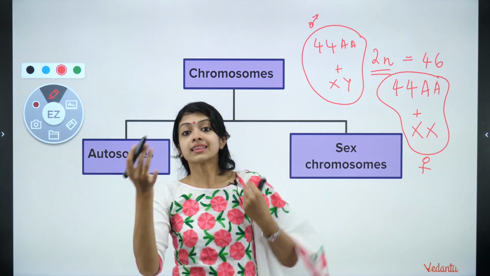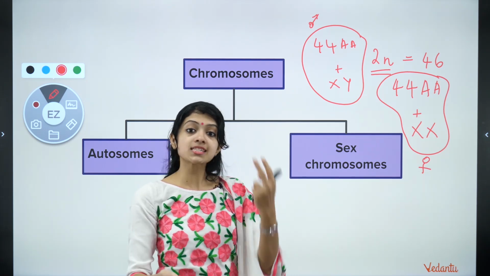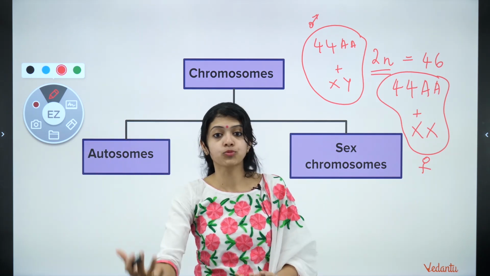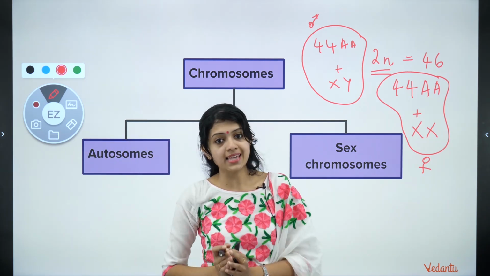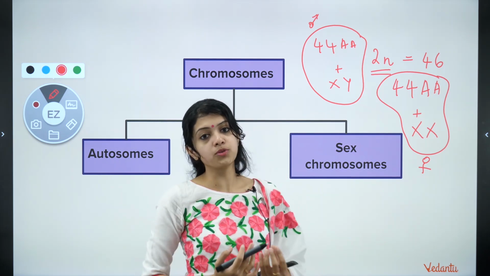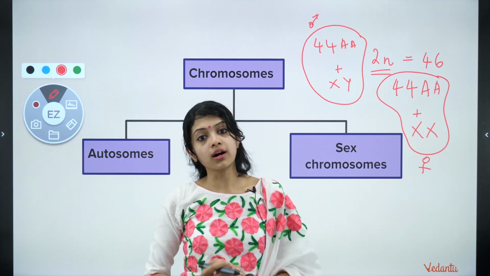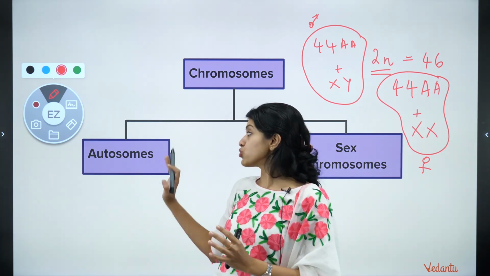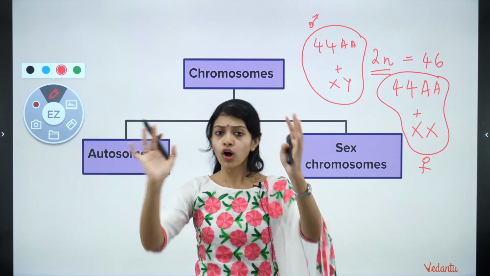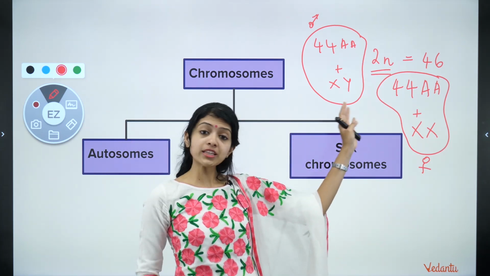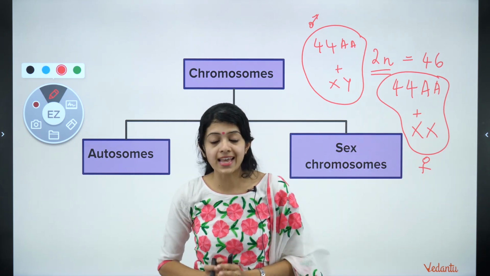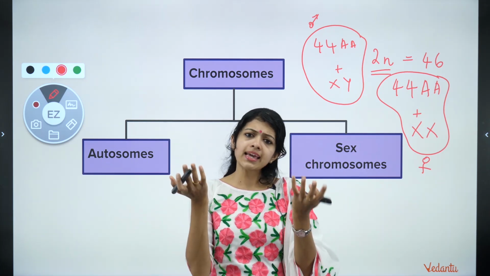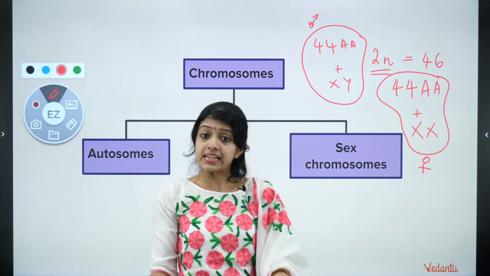Okay, if the zygotic cell has 2 X chromosomes, that ends up becoming a baby girl or a female baby. If the zygotic cell has an X and a Y chromosome, that ends up developing into a baby boy or a male baby. Have this very clear in your head. So what are autosomes? All the other chromosomes in your cell which do not determine your sex or your gender are called autosomes, and they carry the genes for the various other characters of your body.